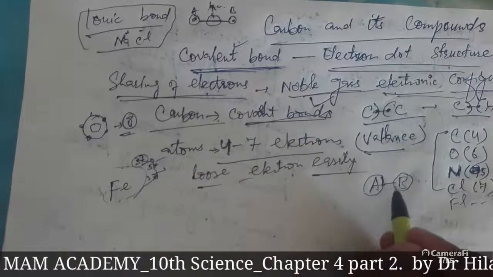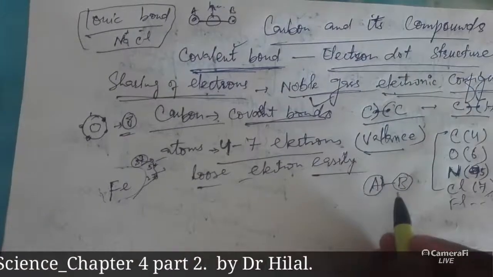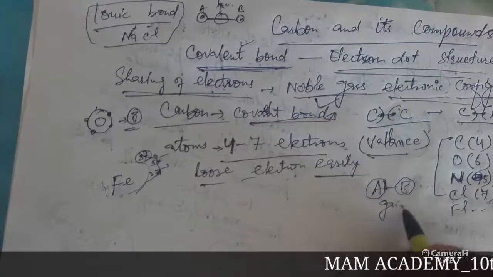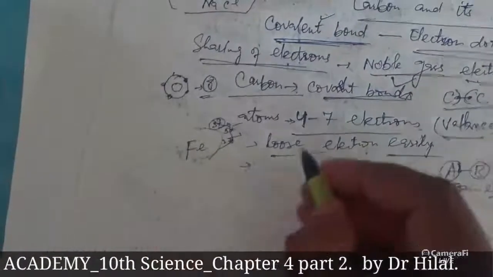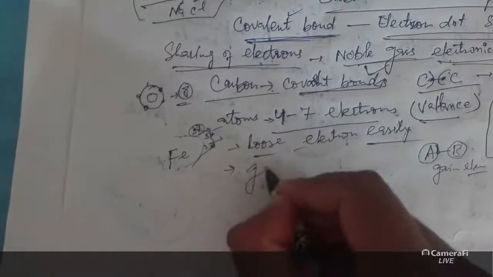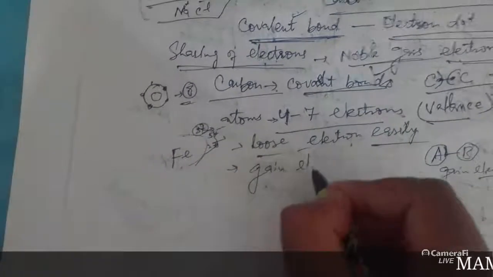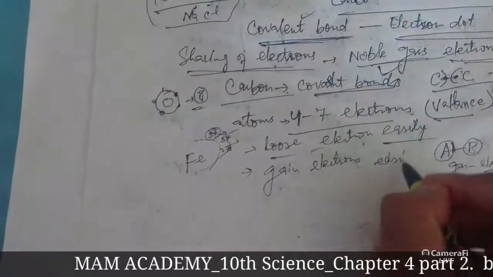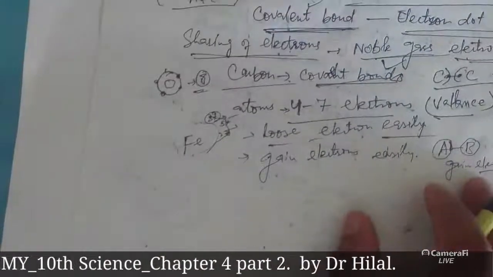This is one of the important things. Then they should gain electrons easily. The gaining property should also be there. Gain electrons easily, this is the third point. They should have the ability to gain electrons easily from the sharing atom.